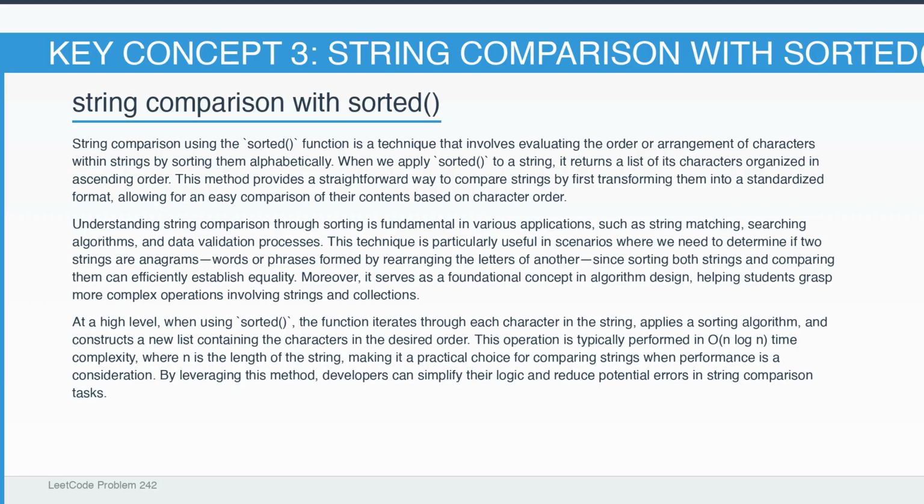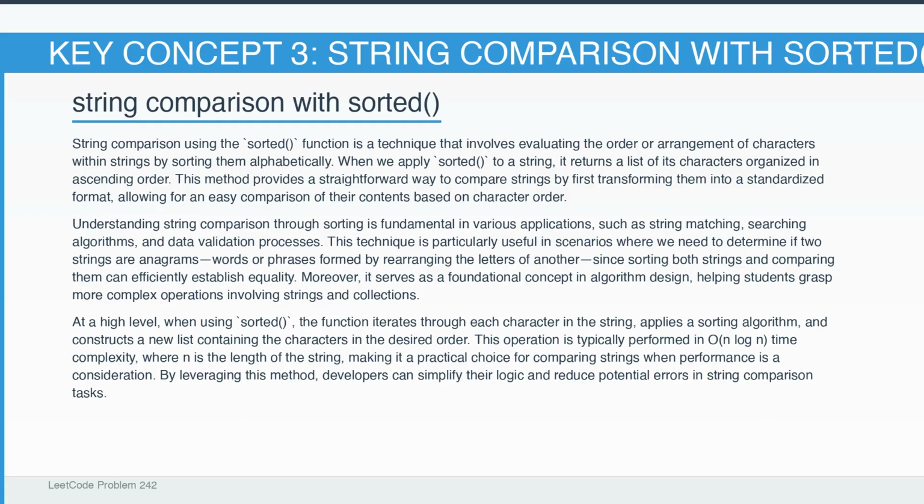String comparison using the sorted function is a powerful technique that allows us to evaluate the arrangement of characters within strings by sorting them alphabetically. When we apply sorted to a string, it returns a list of its characters organized in ascending order. This transformation standardizes the strings, making it easier to compare their contents based on character order. For example, if we want to check if two words are anagrams, like listen and silent, we can sort both strings and compare the results.